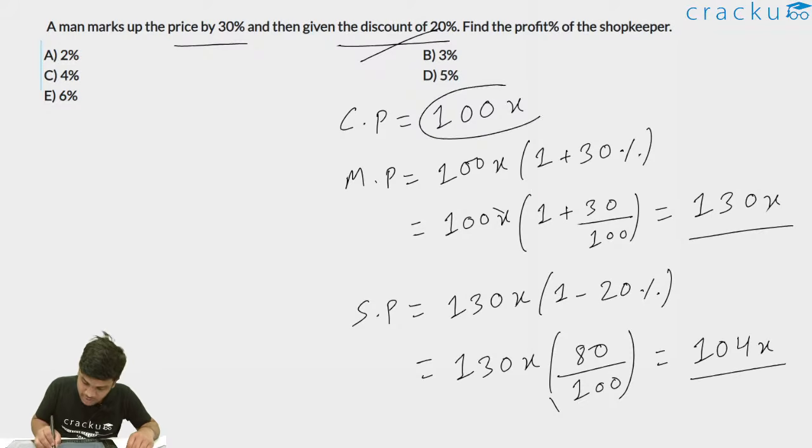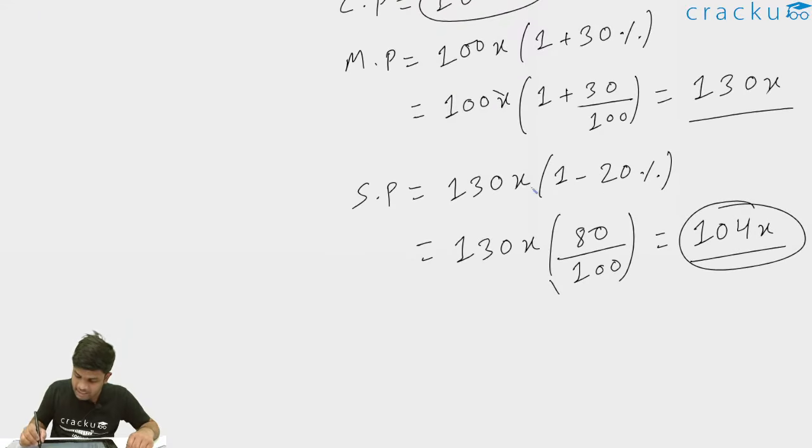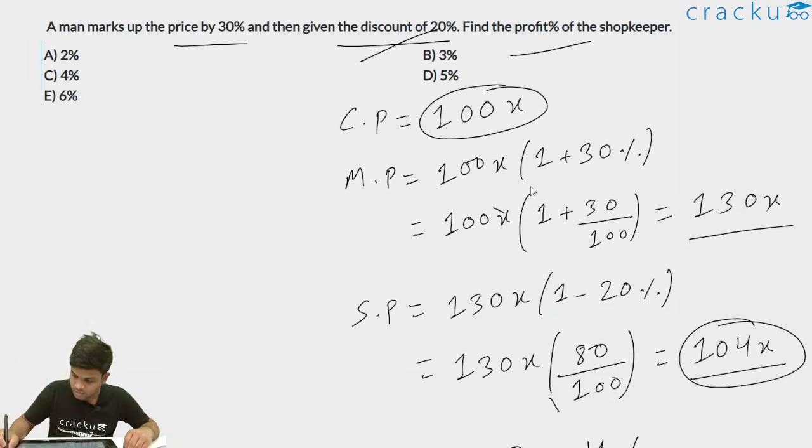Now the cost price was 100x, the sell price is 104x. So the profit percentage will be profit, which is sell price minus cost price. So 104x minus 100x is 4x, divided by cost price 100x into 100. So 100 and 100 will cancel out, x and x will cancel out. So answer is 4%. So the profit percentage of the shopkeeper is 4%, which is option number C.